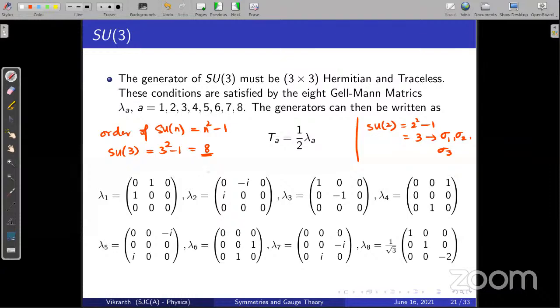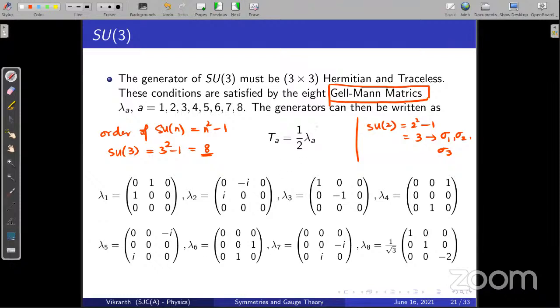Yeah, like I was saying, for SU2, you can work out the order, which was n squared minus 1. And for SU2, it's going to be 3. And that's why we had 3 Pauli matrices that were generating the SU2 space. Similarly, for SU3, when you calculate it, you have 8. And the answer to these 8 matrices are the so-called Gell-Mann matrices, named after the physicist Murray Gell-Mann.